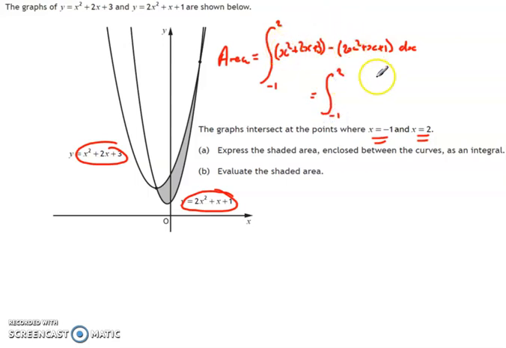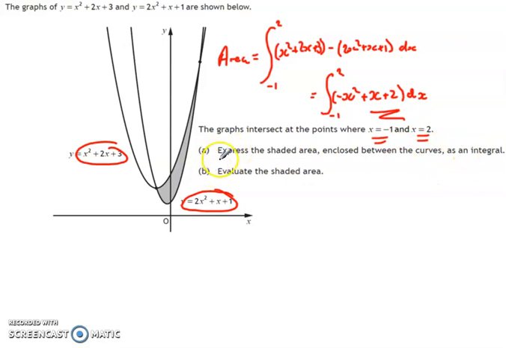So I've got x squared take away 2x squared, so that's going to give me a minus x squared. I've got 2x take away x, so that's then going to be plus x. I've then got plus 3 take away 1 plus 2 dx. So there you go. That there is going to be the integral to calculate the shaded area between the curves.